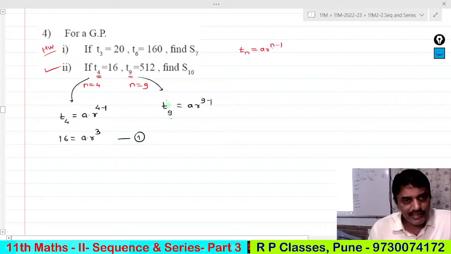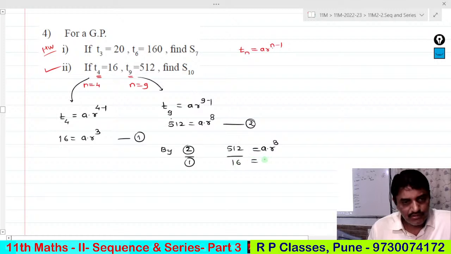But T9 का वैल्यू क्या दिया है? 512. A पता नहीं है but this is R raised to 8. I'll call this as equation 2. सही है? अब इन दोनों को डिवाइड करेंगे तो A चला जाएगा. So by equation 2 upon 1 क्या मिलेगा? 2 is 512 is equal to A r raised to 8 and 1 is 16 is equal to A r cube. करेक्ट?